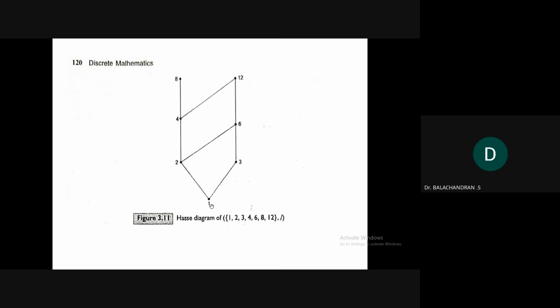Okay, so 1 divides what? 2, 1 divides 3. Similarly, 2 divides what? 6, 3 divides 6, 2 divides 4, and then 4 divides 12, 4 divides what? 8. So this is the Hasse diagram. Okay, so you need to draw it and you need to practice. If you see the lecture, you can easily understand, but practice is more important. Try some other problems.